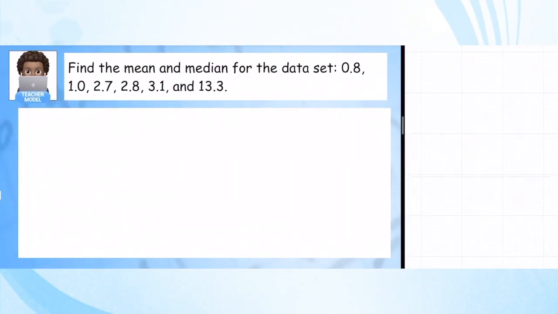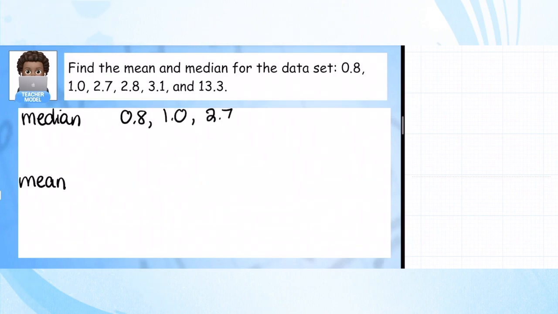Okay, we have another data set. We're going to find the median and the mean. So let's see, these are two very common ones. So median and mean. I'm checking to just make sure, good. These numbers are already written in order. So 0.8, 1.0, 2.7, 2.8, 3.1, and 13.3.